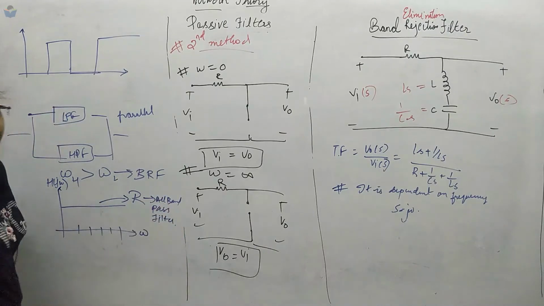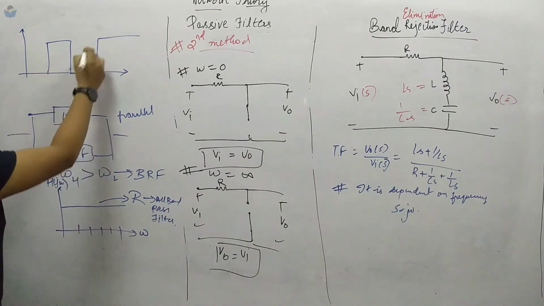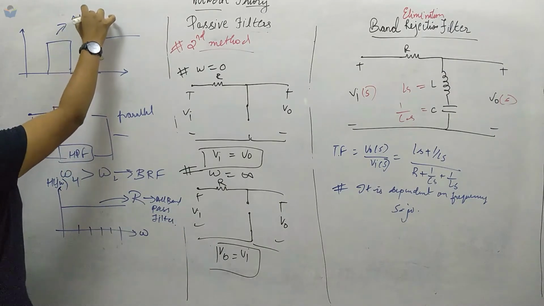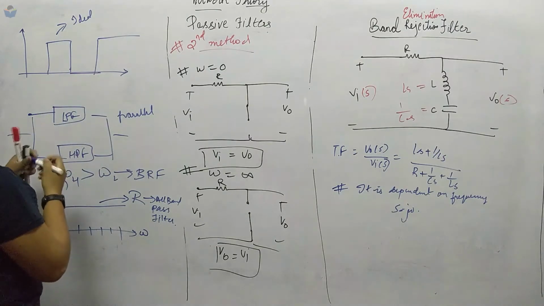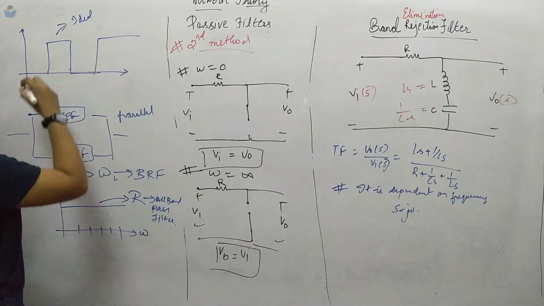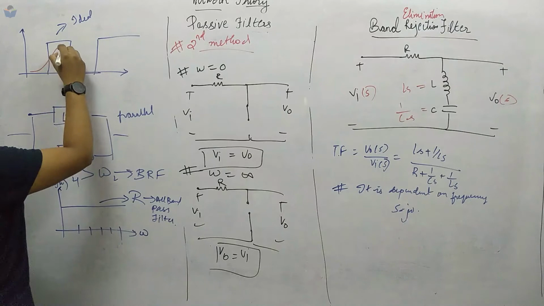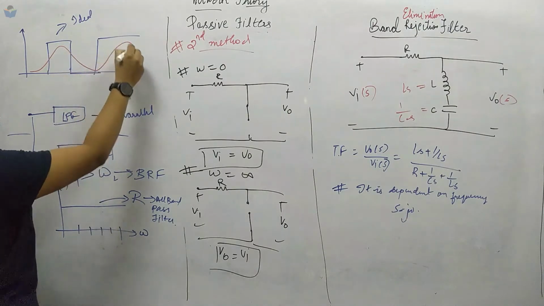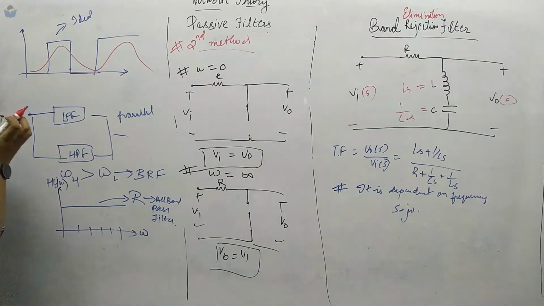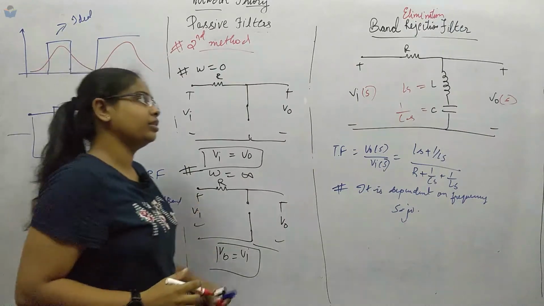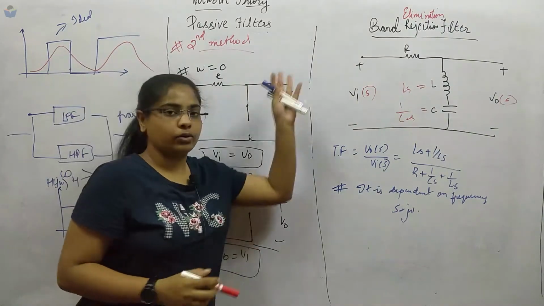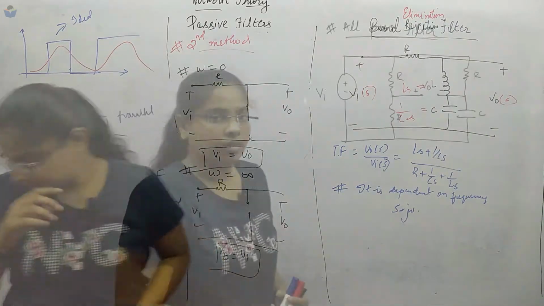All band pass filter. Okay, but here this is the ideal graph, right? Practically this graph will be somewhat like this, and again it will go like this and like this. Okay, this is about the band rejection filter. Now we will see about the all band pass filter.